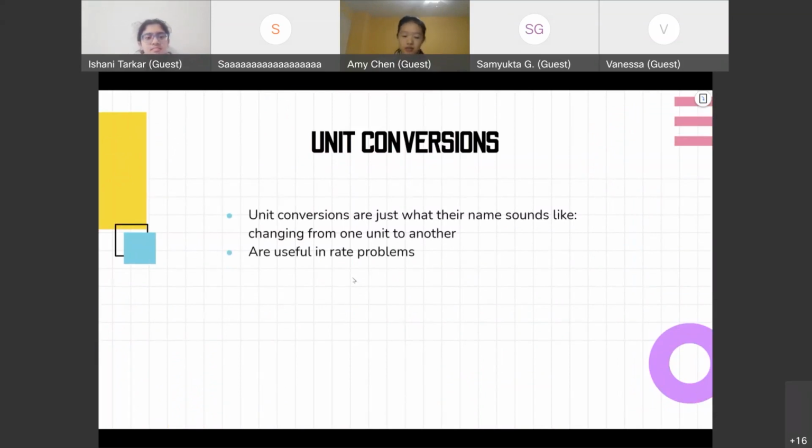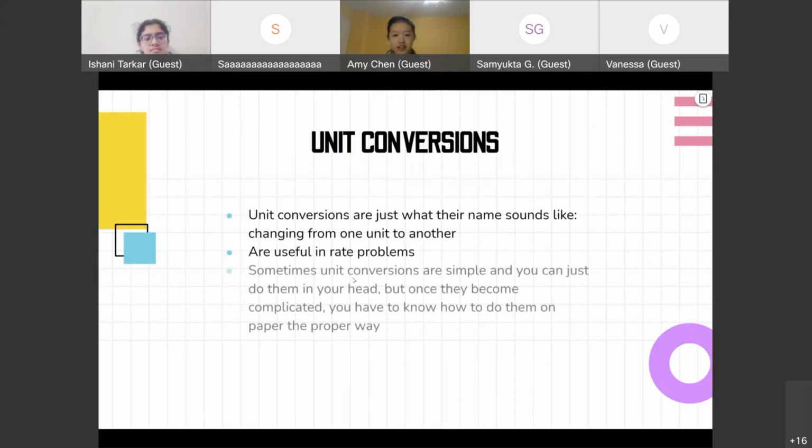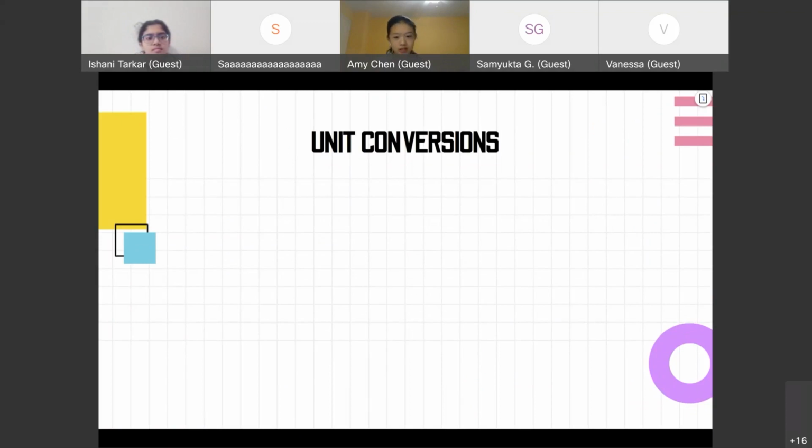So these are useful in rate problems. Sometimes the unit conversions are simple and you can just do them really quickly in your head. But sometimes you have many layers of unit conversions and then it all gets really messy and confusing. So there is a good way to do unit conversions.